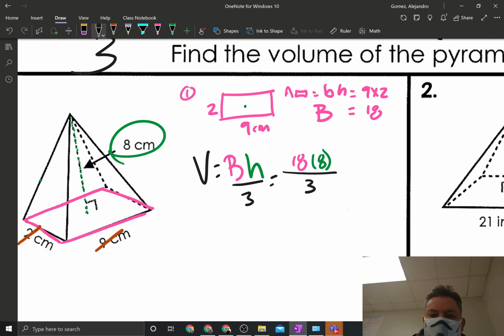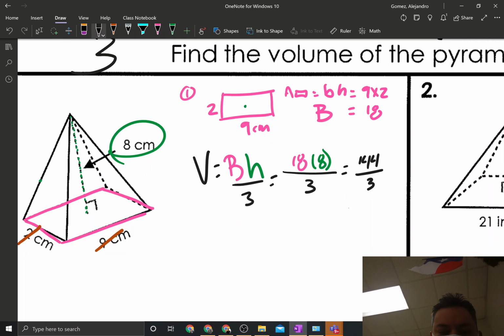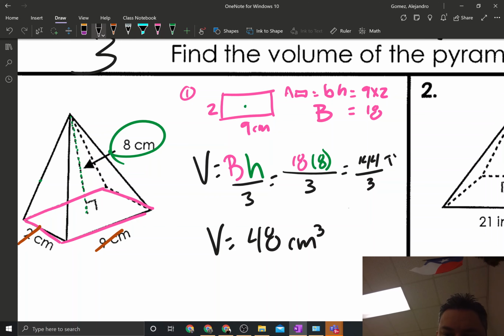So when I multiply 18 by 8, 18 times 8, I get 144 on the top. And then I just have to divide by 3. I'm going to divide by 3, I get 48. So the volume for that pyramid is going to be 48 centimeters cubed. Again, how do I get that 48? I do TiVo right here.